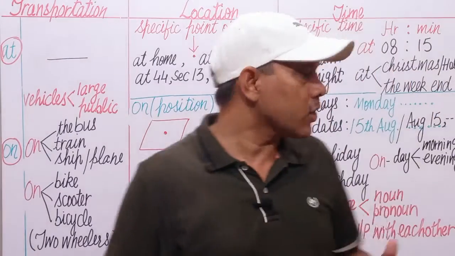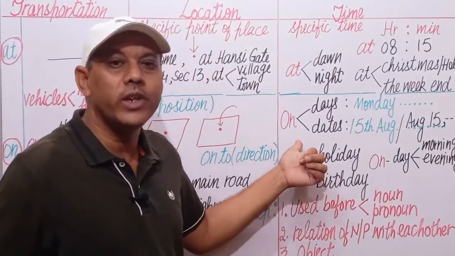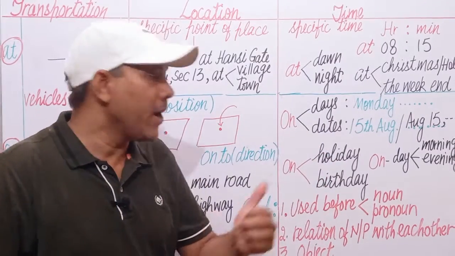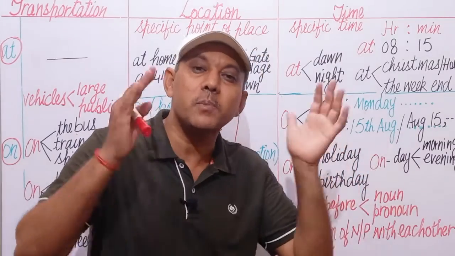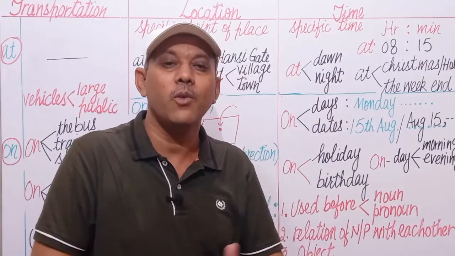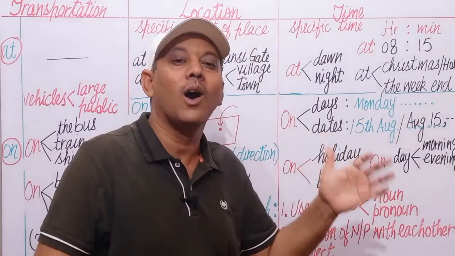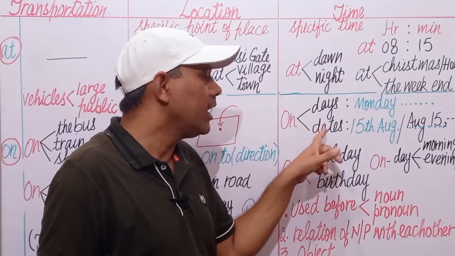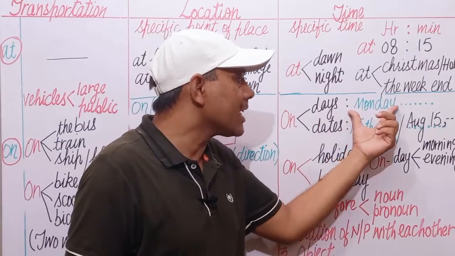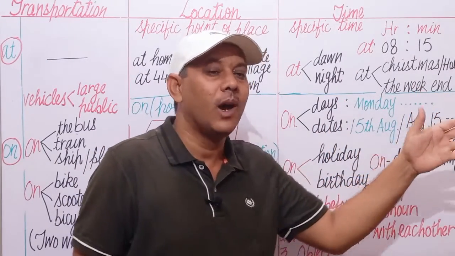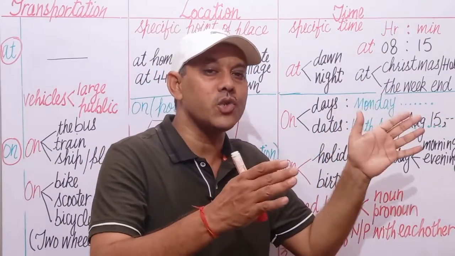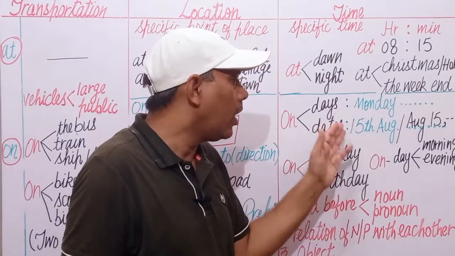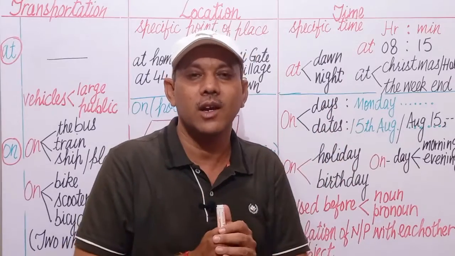Now, in case of time, where do we use on? It is very important. Pay attention to it. There are specific phrases of time where we usually use on. For example, on days, on dates. अगर इस प्रकार से आपको डेज दिए हुए हैं, on Monday, on Tuesday, on Sunday, like this. Dates दी हुई हैं on 15th of August.